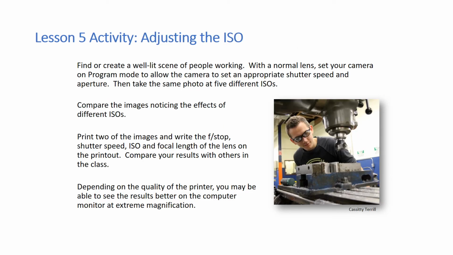Okay. Activity, adjusting the ISO. Find or create a well-lit scene of people working with a normal lens. Set your camera on program mode to allow the camera to set an appropriate shutter speed and aperture. Then take the same photo at 5 different ISOs. Compare the images, noticing the effects of different ISOs. Print 2 of the images and write the f-stop, shutter speed, ISO, and focal length of the lens on the printout. Compare your results with others.